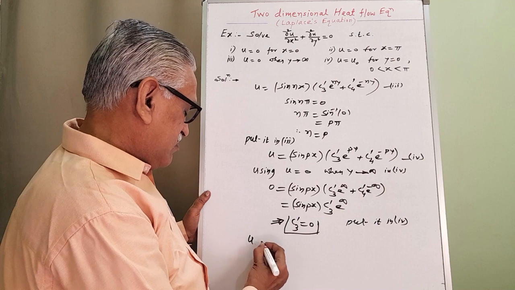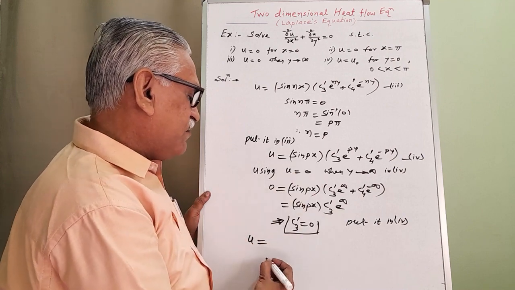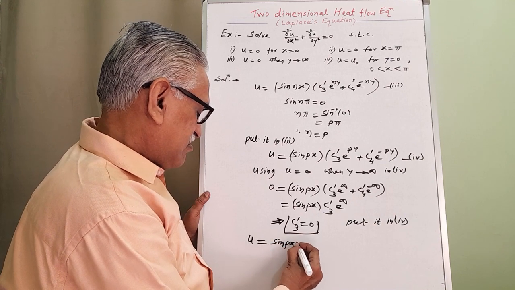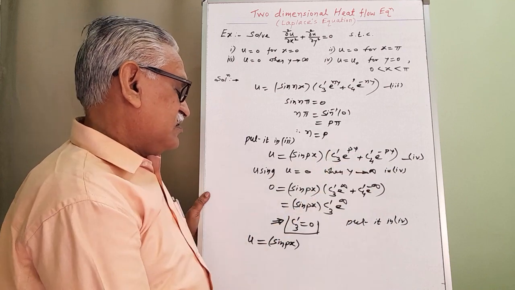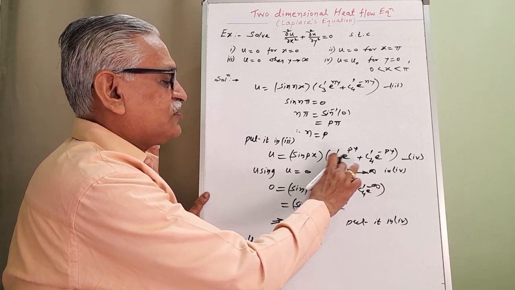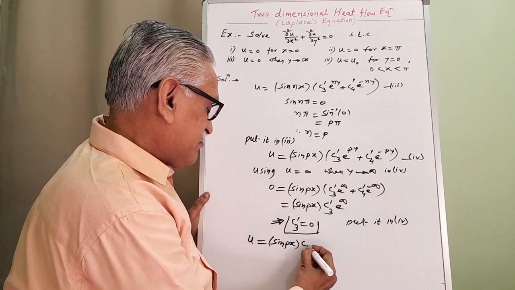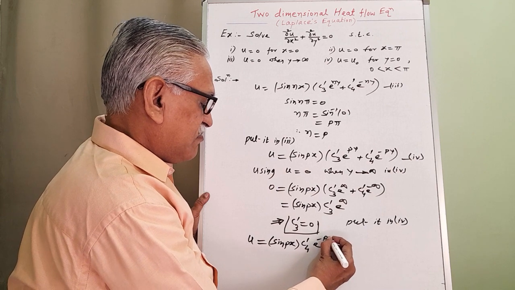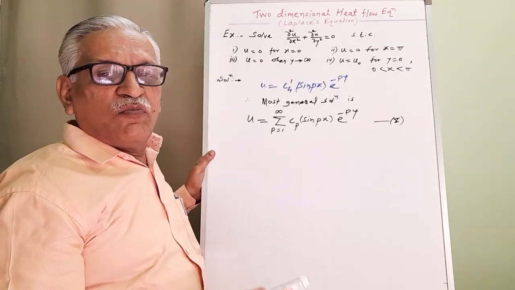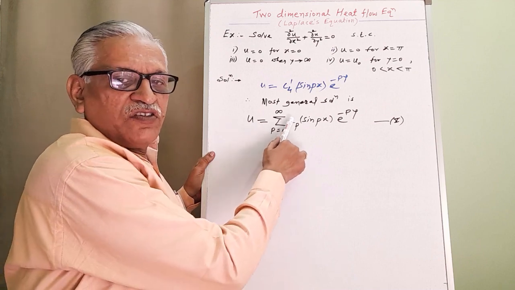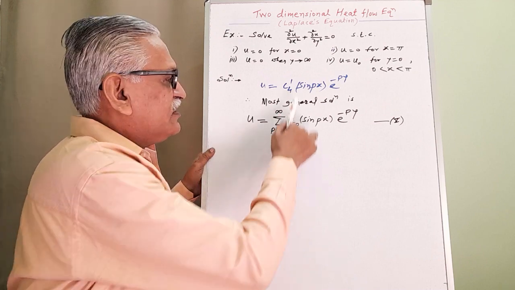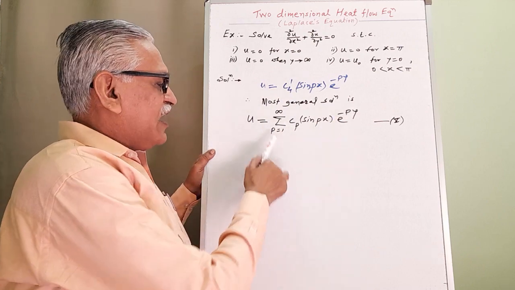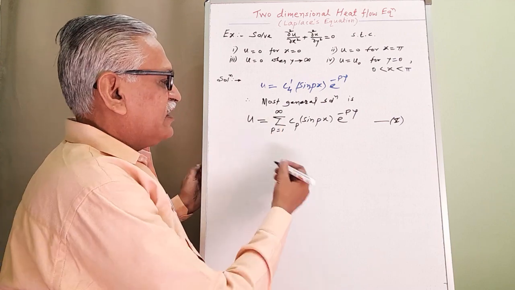u is equal to sine of px. c3 dash is 0, therefore this term becomes 0, c4 dash into e raised to minus py. We write down the most general solution as u is equal to summation from p equals 1 to infinity. We replace c4 dash by cp sine of px into e raised to minus py, as p changes from 1 to infinity, integer quantity.